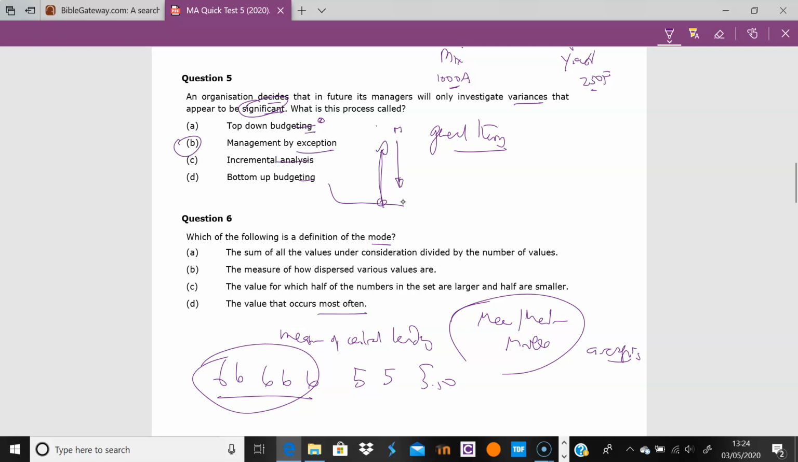So there's just three different types technically of averages, right? And that's where we're going. So the answer there is D.